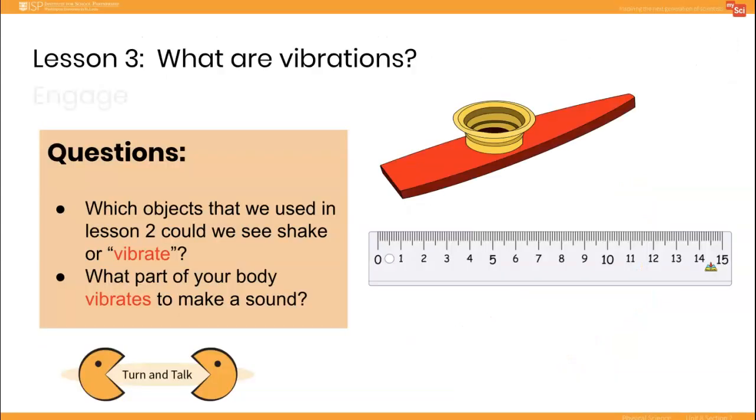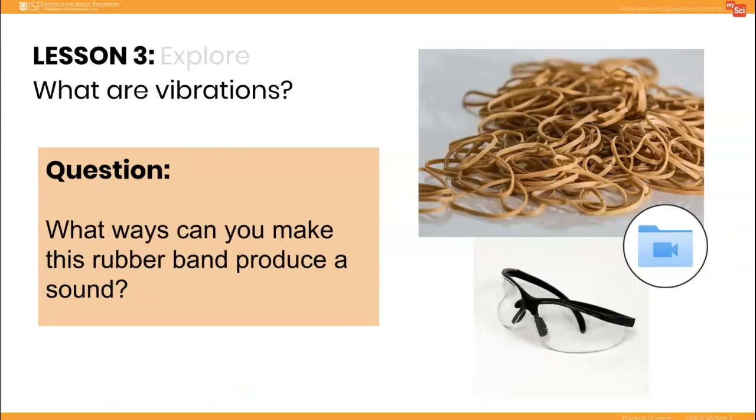In the engage portion of this lesson, you'll start off with a review. You'll ask students which objects that we used in Lesson 2 could we see shake or vibrate. You'll then also ask what part of your body vibrates when you make a sound. You'll have students put 2 fingers on their throat to hear the vibration that their throat makes when they make a sound.